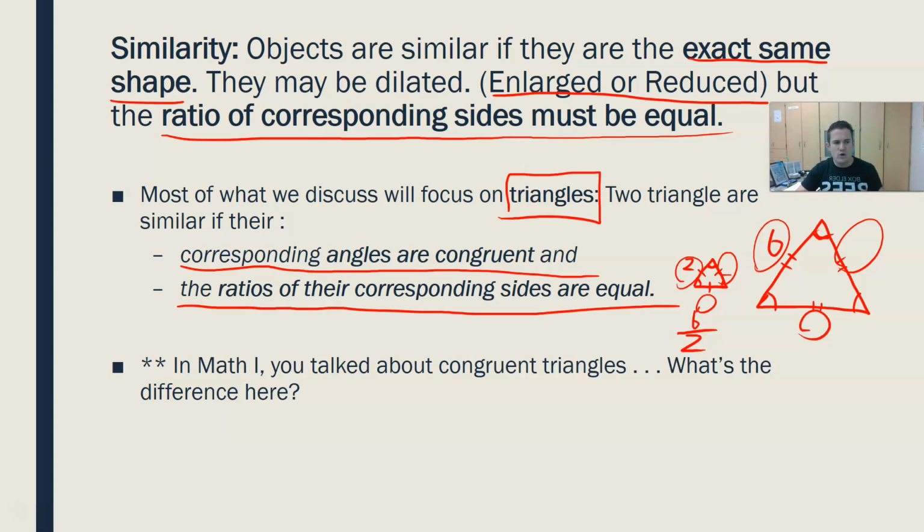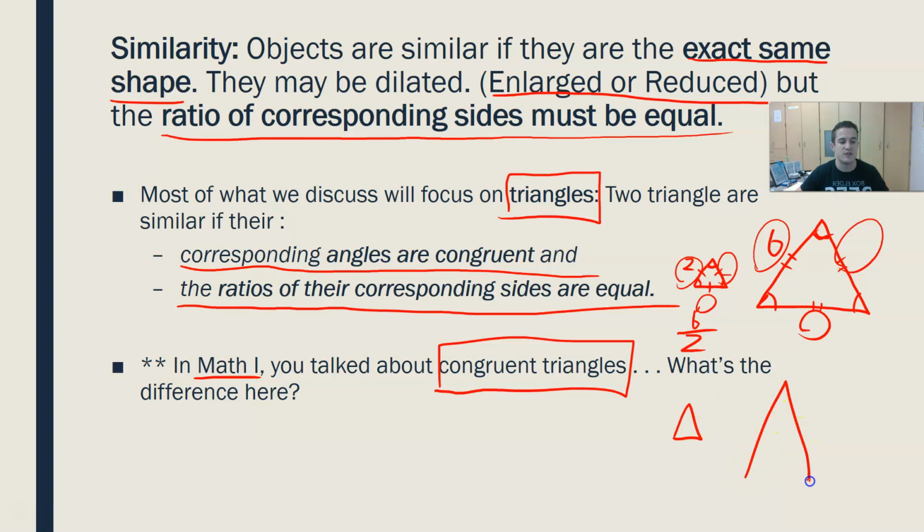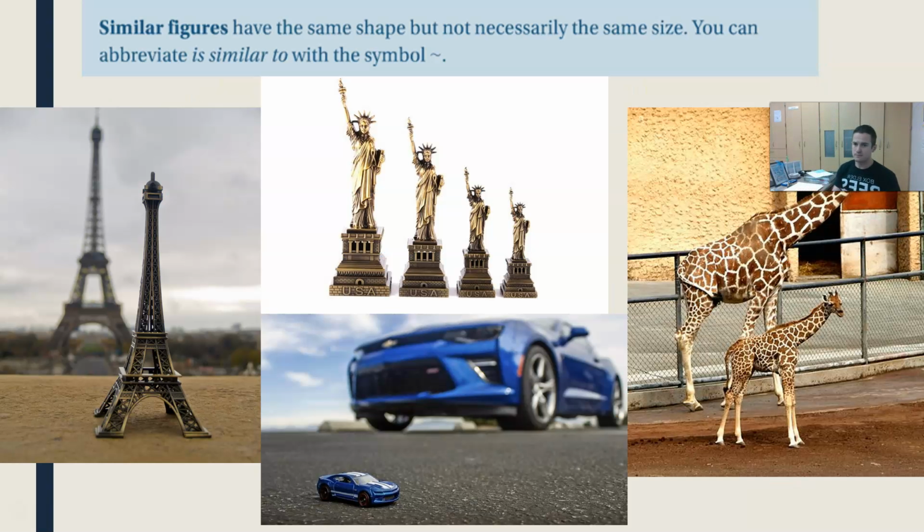And just to relate to what you've already learned about, in Math 1 you talked about congruent triangles. So you talked about congruent triangle theorems. So the difference here when we're talking about similarity triangle theorems is we're not talking about two triangles that are exactly the same size or congruent. We're talking about triangles that are similar. So the ratios of their sides are going to be the same. We'll talk a little bit more about what that means.